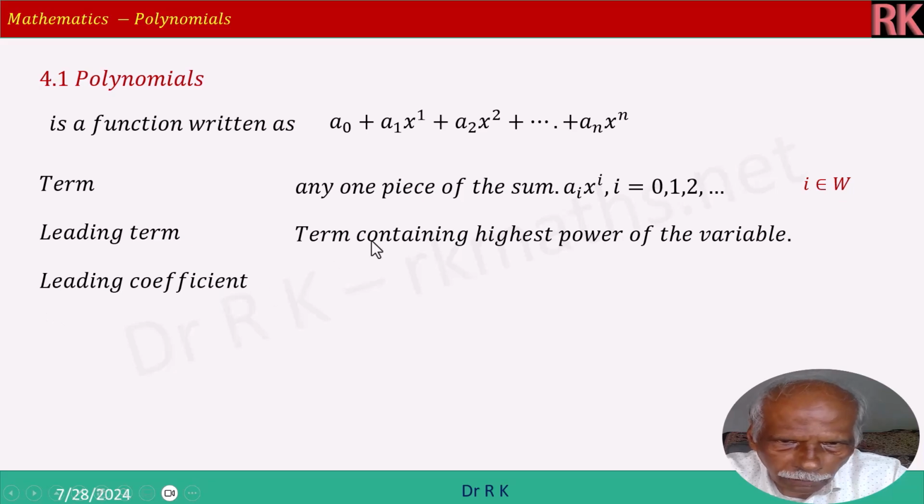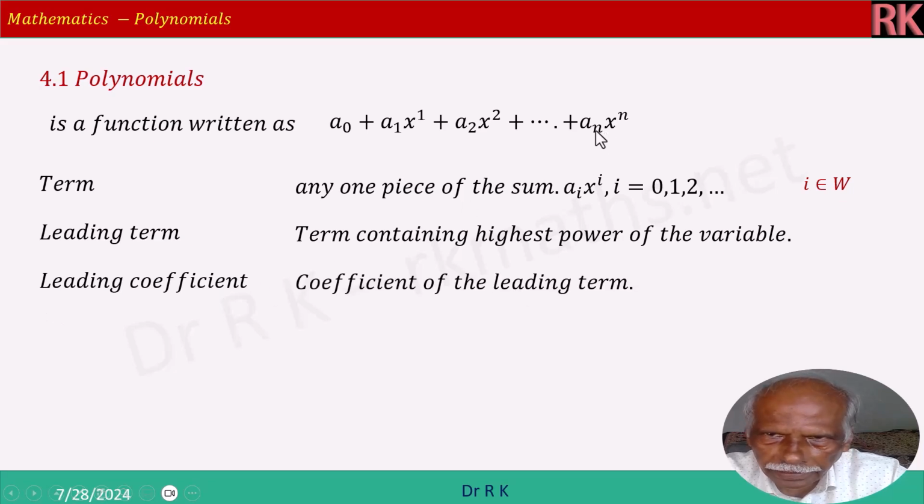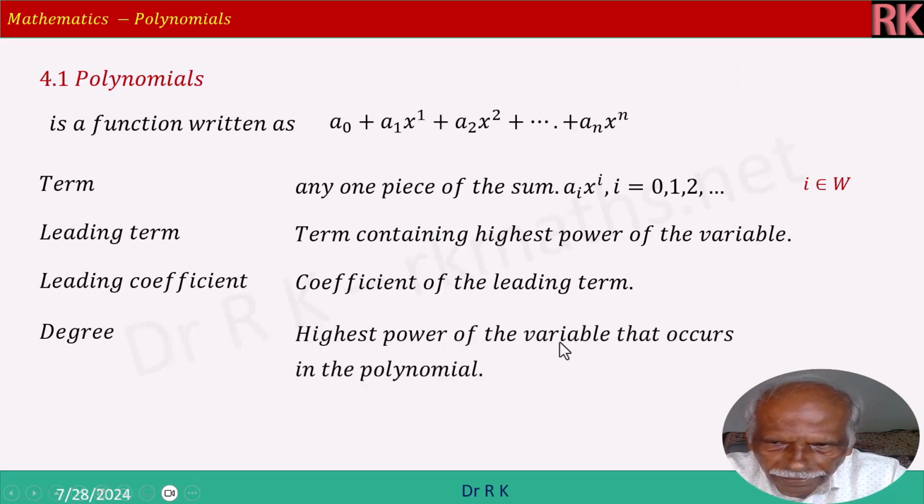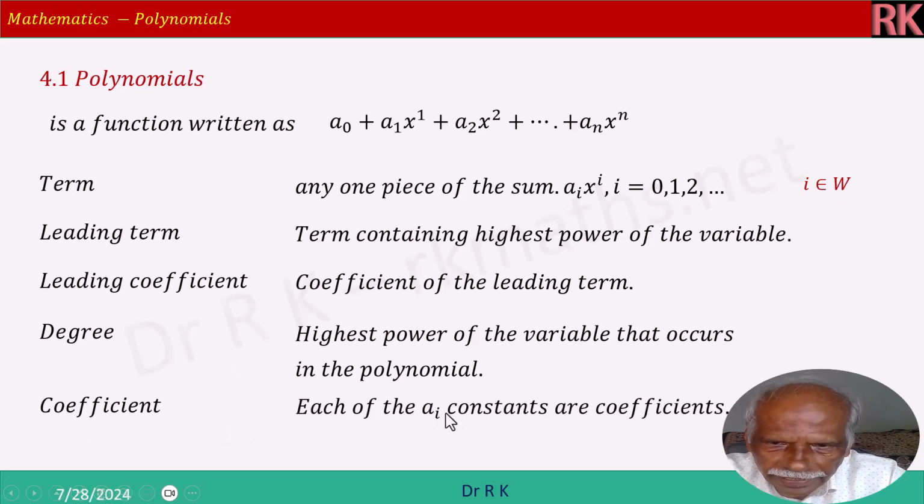Leading coefficient is the coefficient of the leading term. Here, an is the leading coefficient. Degree is the highest power of the variable that occurs in the polynomial. That is called the degree of the polynomial. So what is the degree of the polynomial here? N, because that is the highest power. Coefficient: each of the ai constants is called a coefficient.